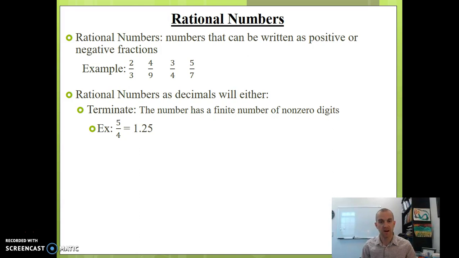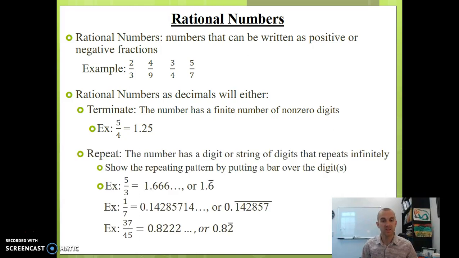For example, 5/4 when converted becomes 1 and 25 hundredths as a decimal. Or we see that it repeats a digit or a string of digits infinitely, and we can show that repeating pattern by putting a bar over the specific digit or digits. So for example, here we have 5/3. We know that it repeats: it's 1, then the decimal, and then 6 is being repeated. So we can write that as 1 and then the 6 with the bar over top.